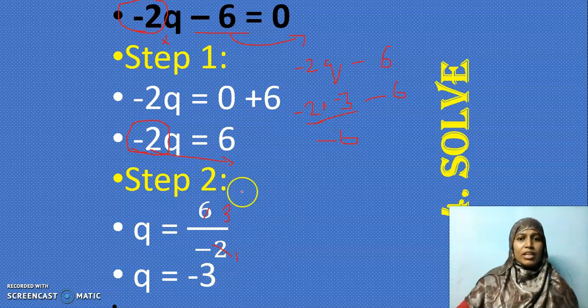Sorry, we have minus 3 now. Minus into minus, we have plus 6. Minus into minus, we will get plus 6. And again, minus 6. So, plus 6 minus 6, what is the answer? 0. I get the RHS value. So, q is equal to minus 3 is the solution of this given equation. Is it clear, my dear children?